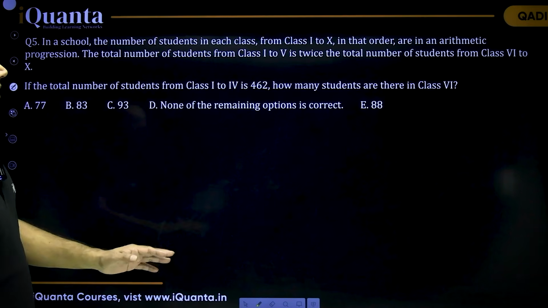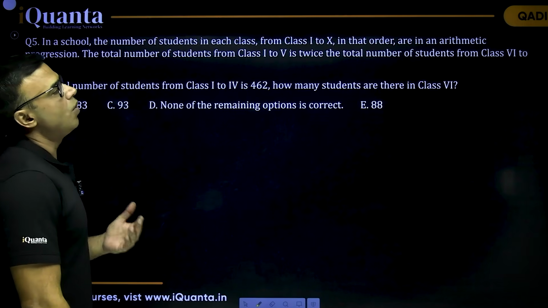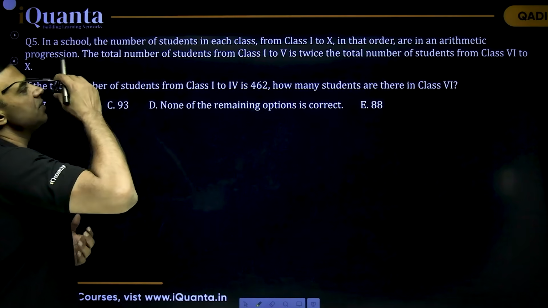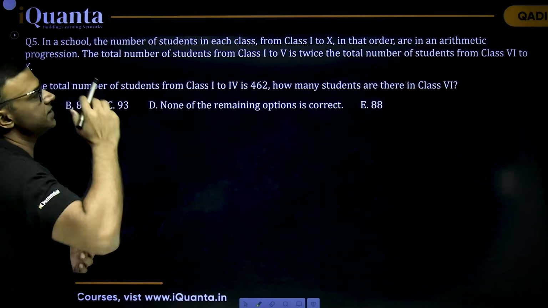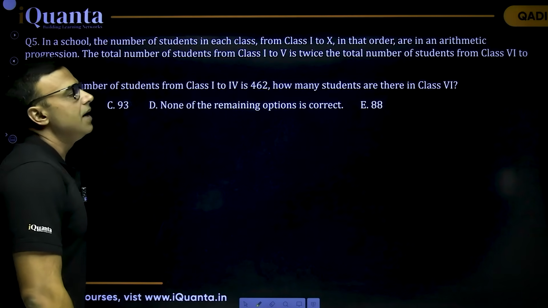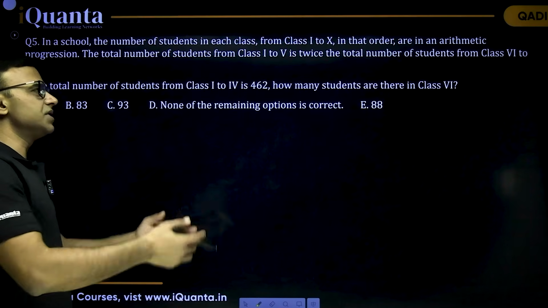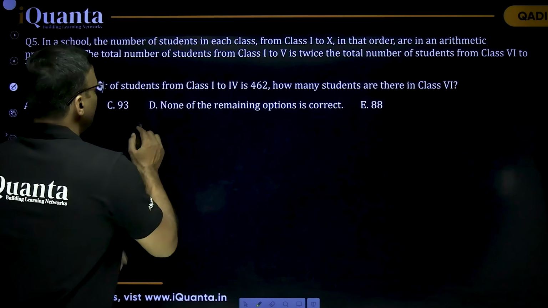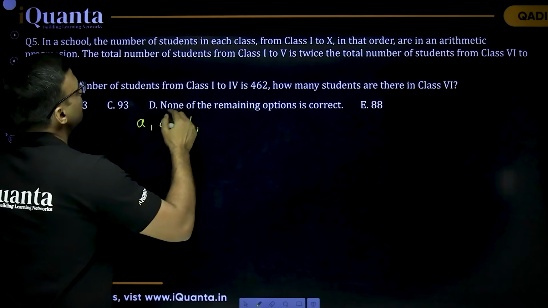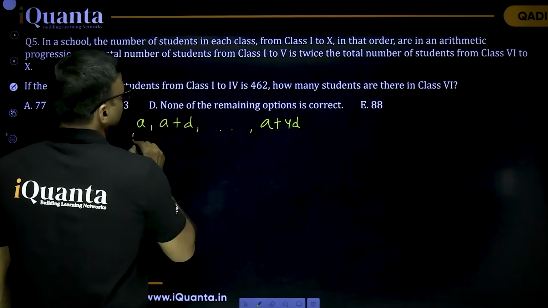Now this one is a standard question of arithmetic progression. In a school, the number of students in each class from 1 to 10 in that order are in an arithmetic progression. The total number of students from class 1 to 5 is twice the number of students from 6 to 10. So this also means that it is a decreasing arithmetic progression, but you don't have to worry about it. You just follow your process. What is the process? If I take the first term as a, second term will be a plus d, right? Fifth term will be a plus 4d. These are the first 5 terms.